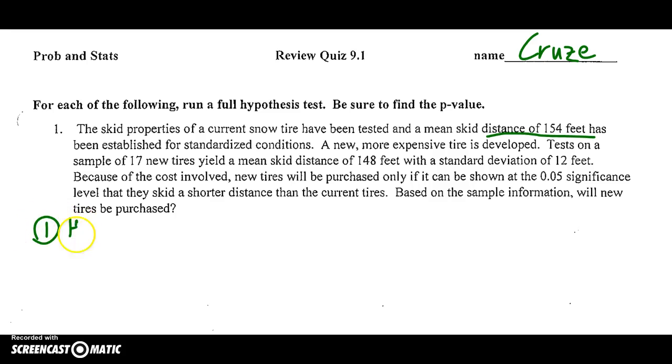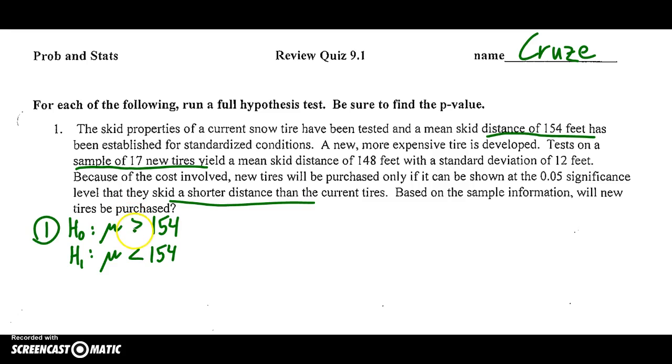So, let's run our hypothesis test. Step one is to state your hypotheses, right? This is clearly one sample. They ran a sample of 17 new tires. So we're going to be comparing mu to an actual number. And that number is the 154 feet that I mentioned earlier. Okay. Now, I'm trying to test that they skid a shorter distance. The new tires skid a shorter distance than what they currently do. So that means it's going to be less. I want them to be less than 154 feet. Obviously, that means the opposite. That's going to be greater than or equal to. Okay. Hopefully, we're good so far.